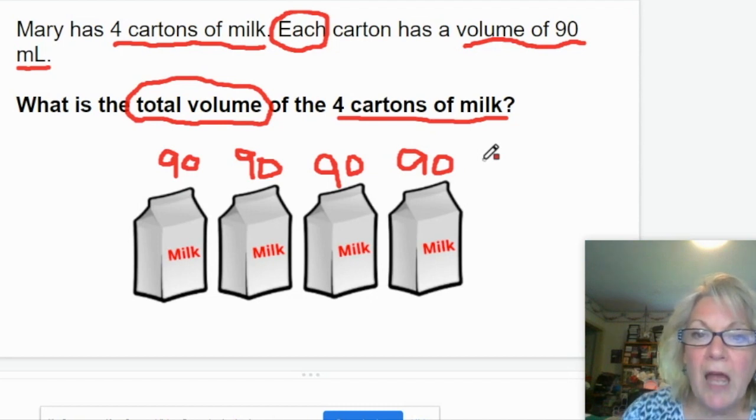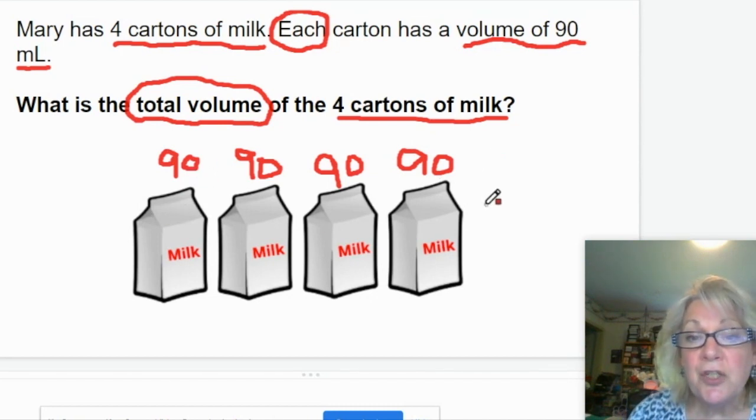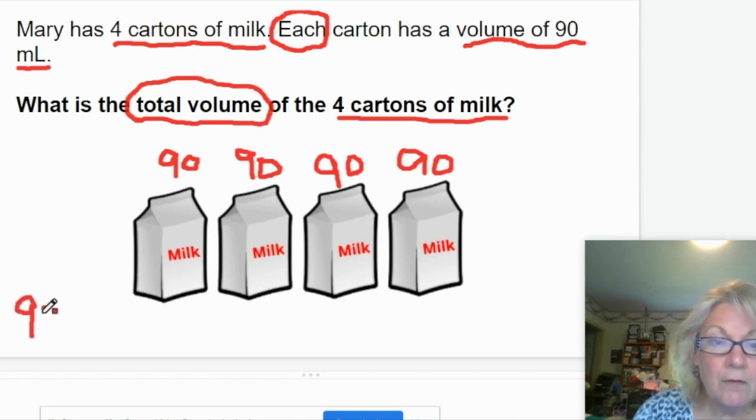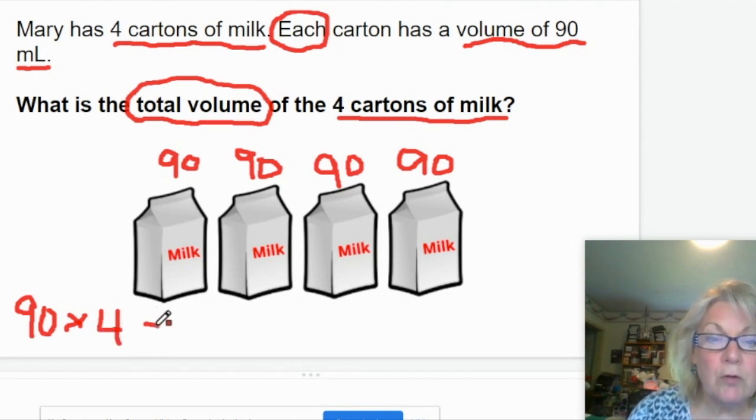Okay, so now in looking at that, we could add them all together as repeated addition, which we know also turns into what? That's right, multiplication. So down here, we're going to use our multiplication of 90 times what? 4. Great. So we have 90 times 4 to figure out how many milliliters are in all 4 cartons.